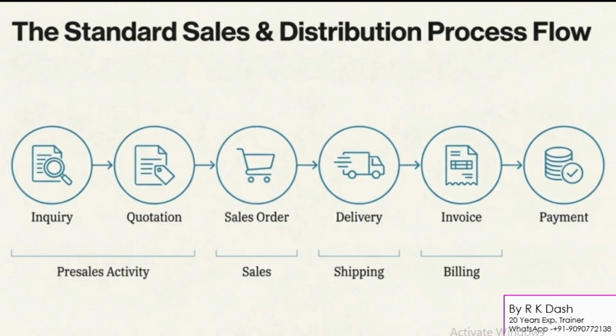And once the delivery and post goods issue have happened, it goes for invoicing, and invoicing is a part of billing. Once the invoice is raised in the name of Reliance by Tata Steel, the material is sent along with the invoice copy. Once it is received by Reliance, Reliance will pay the money, and that payment will be received against the invoice. So that is inquiry, quotation, sales order, delivery, invoice, payment. All these are the process flow of sales and distribution.